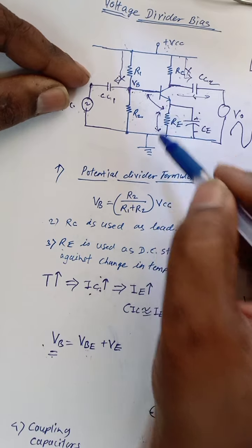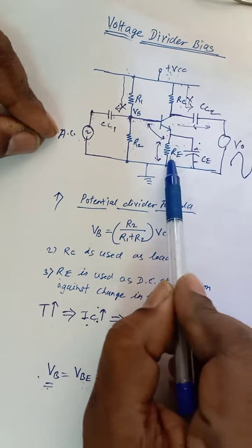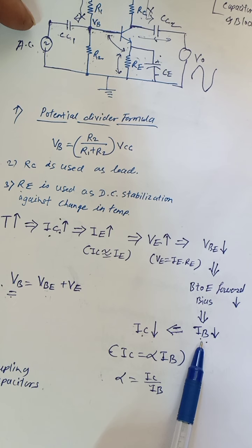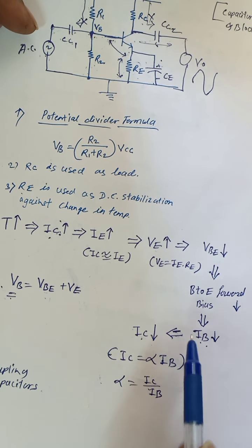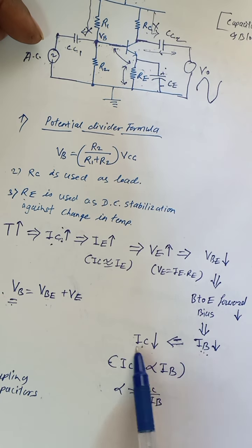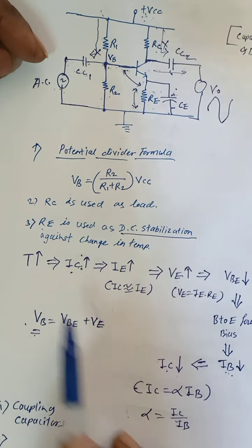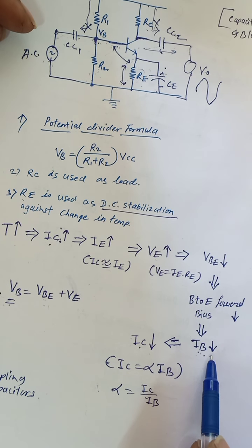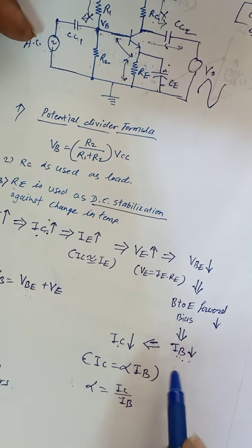By using this RE, which is used for the stabilization purpose, the main disadvantage of RE is that as it reduces the base current, it also reduces the AC base current. This is the DC current. That's why we are using it here for the DC stabilization purpose. As we discussed here, as it decreases the DC IB, similarly it can also decrease the AC IB.